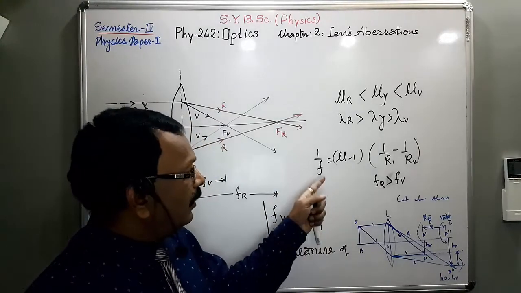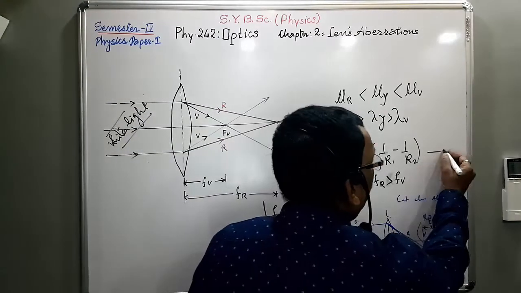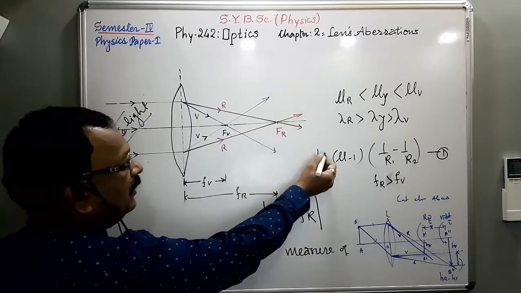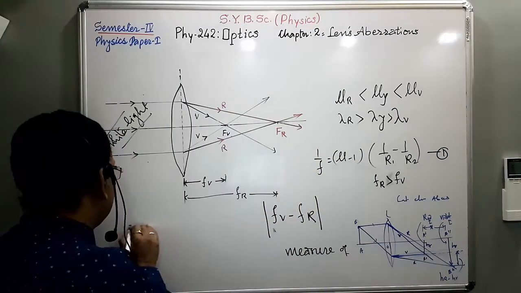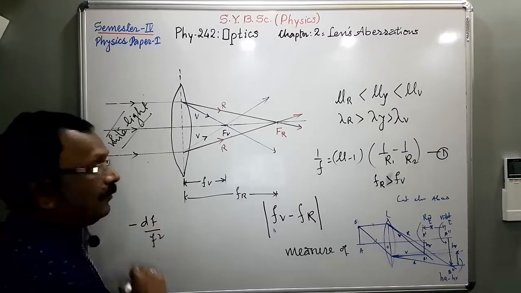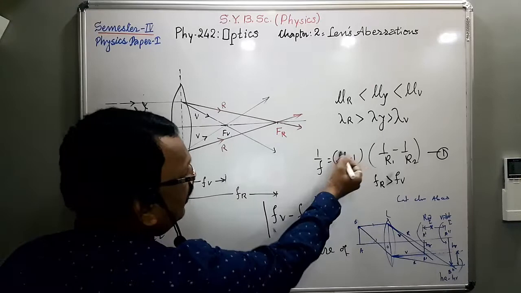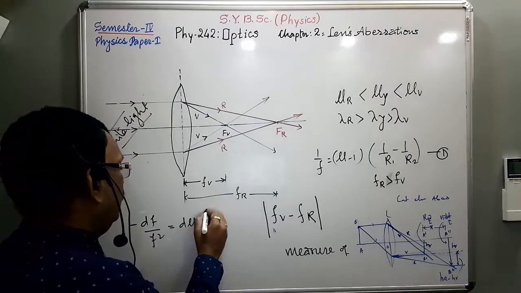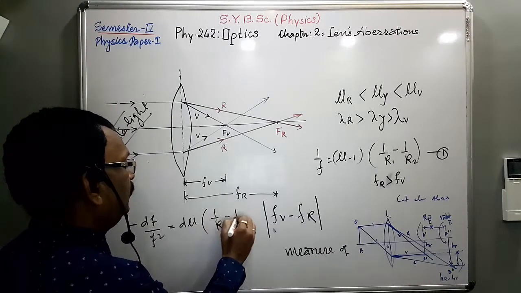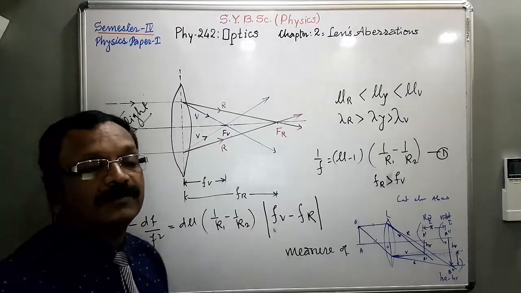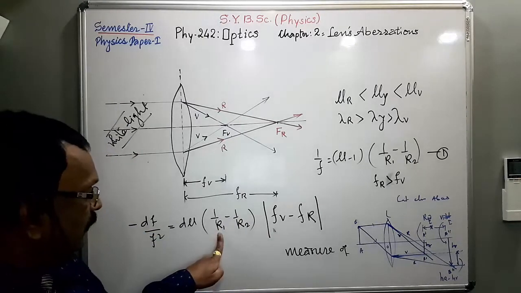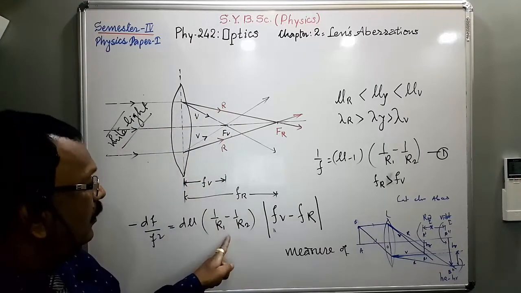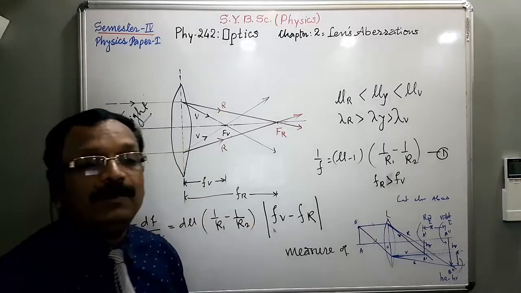Now, suppose this is equation 1. When we differentiate this equation 1, we will have minus, differentiation of 1 upon F is minus dF upon F square, and differentiation of this term is mu minus 1 is d mu. And radius of the lens are always constant, so there is no differentiation. Why there is no differentiation? Because even though this phenomenon happens, during the whole phenomenon the radius of curvature of the lens remains constant.